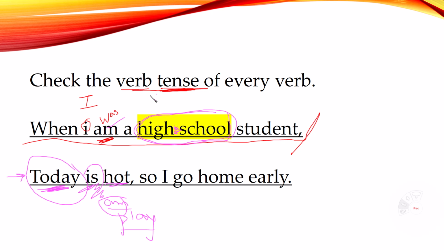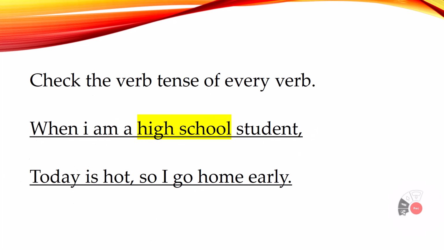So check the verb tense. I go home early. What do you mean? I went in the past. I will go in the future. I am going right now. But it cannot be I go home early every time it is hot. We're talking about today. So check the verb tense always.